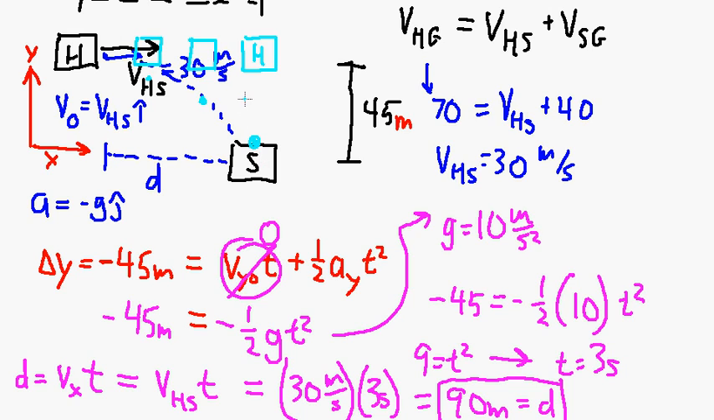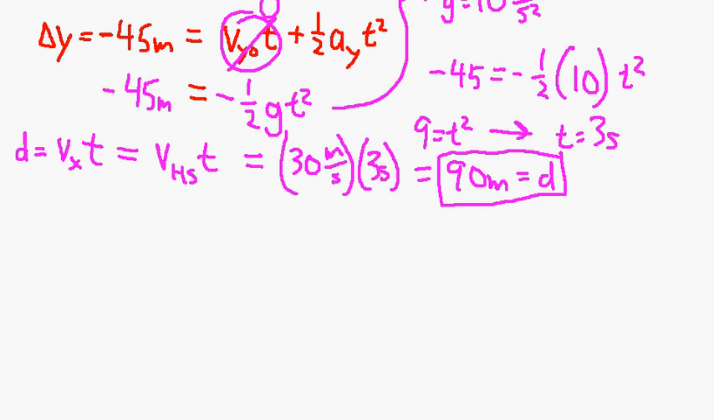And if we'd done this from Harry's point of view, or from a reference frame attached to Harry, I'm just going to sketch this quickly, it would be a problem where Harry is standing here still. Santa is actually moving backwards towards Harry. So the velocity of Santa with respect to Harry is negative 30 meters per second.